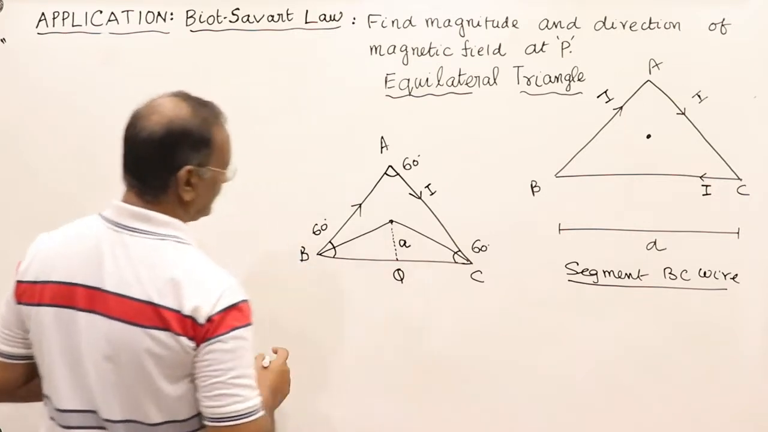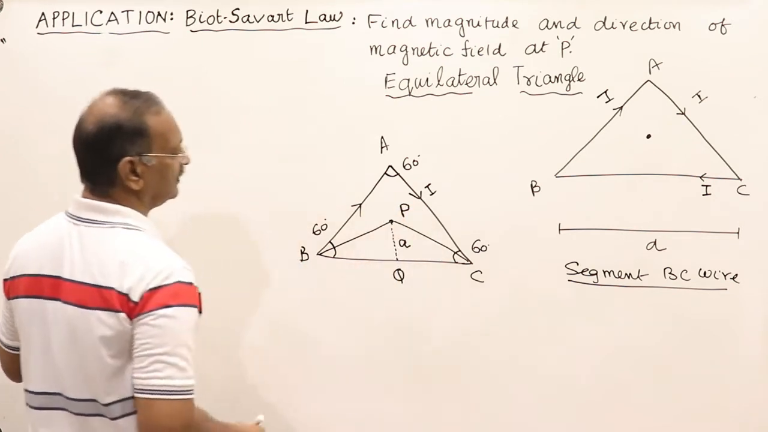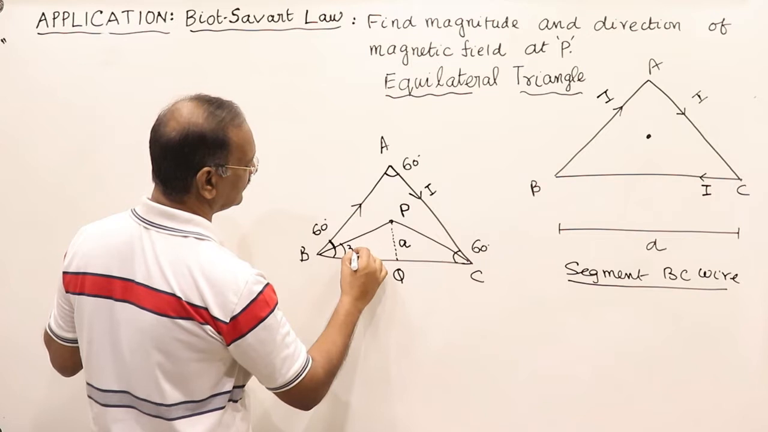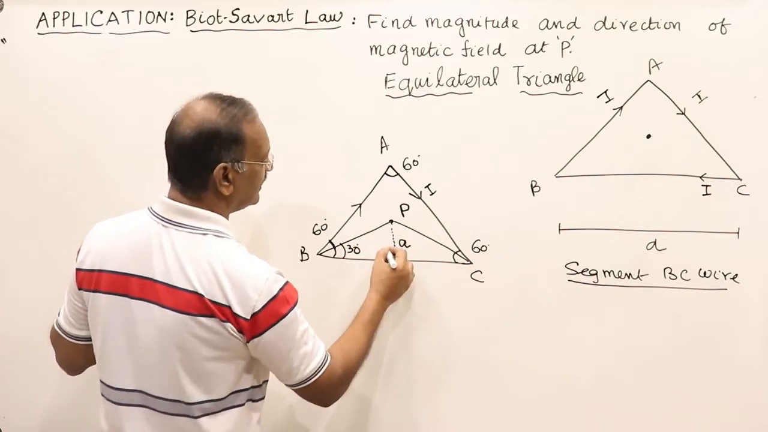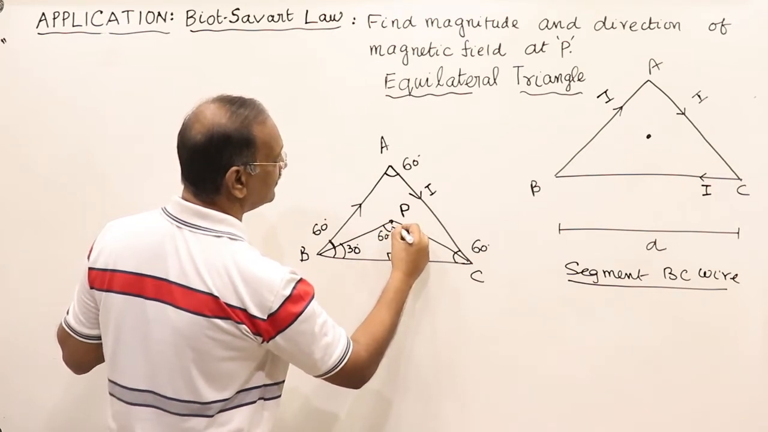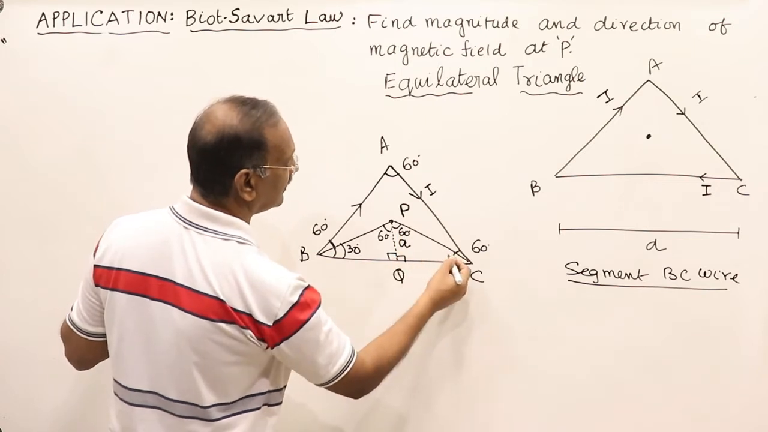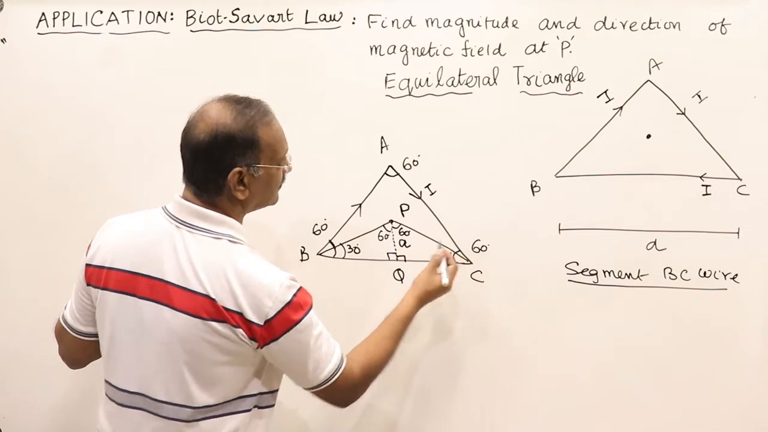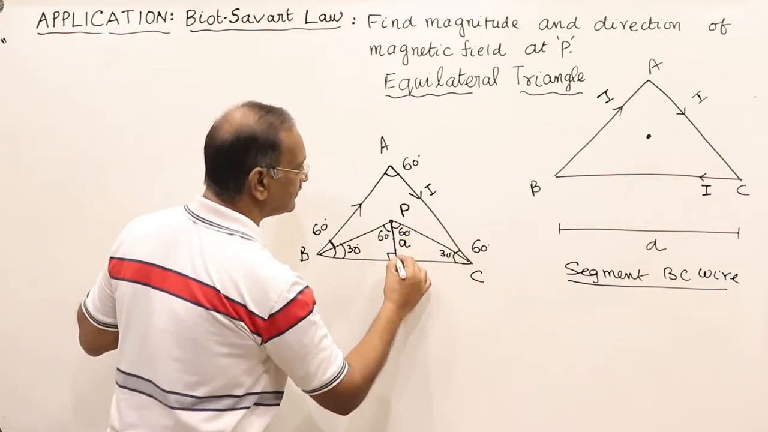Now, we can take this as the point P. If this is 60, this will be 30 degrees, and this is 90. 30 plus 90 is 120, so this will be 60. In the same way, this will be 60, and this is 90. This will be 30. So we got the point, and this acts as the point A.